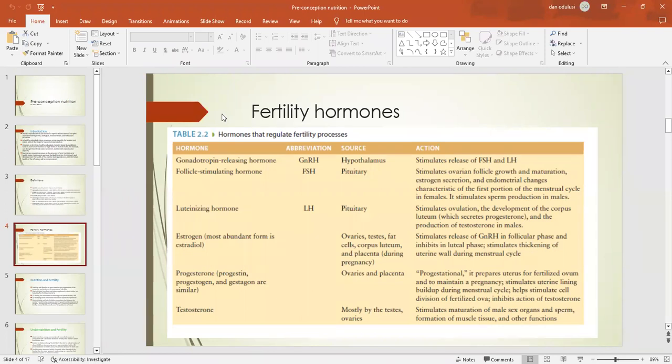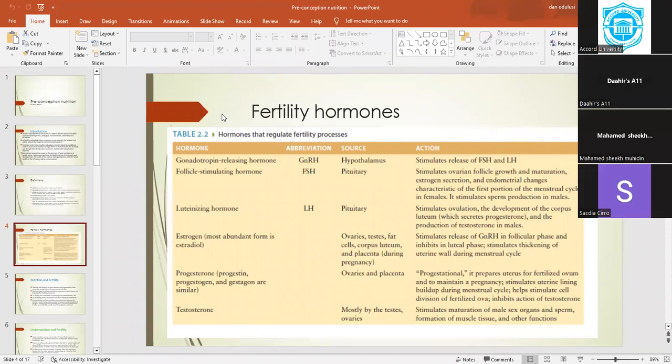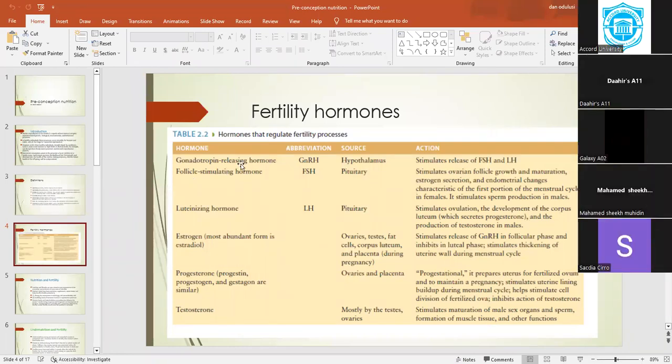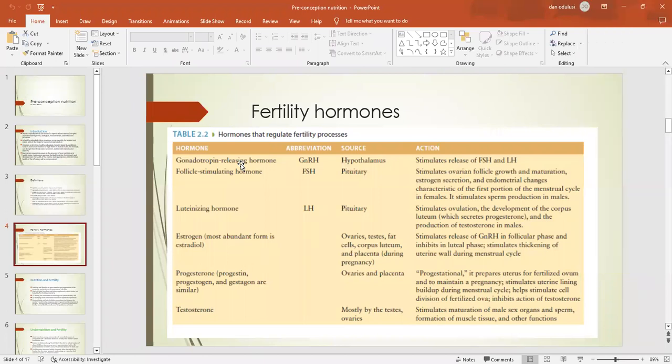They all require particular substrates to manufacture them, so that they can have an effect on conception. So as we proceed, we are highlighting the particular hormones that are necessary. You can see here, the first one is the gonadotropin releasing hormone, abbreviated as GnRH, as indicated here in the table, and it is produced from the hypothalamus. The hypothalamus is an organ located within the brain and is responsible for production of the gonadotropin releasing hormone. What is the action or function of this hormone? It stimulates the release of follicle stimulating hormone, FSH, or luteinizing hormone.